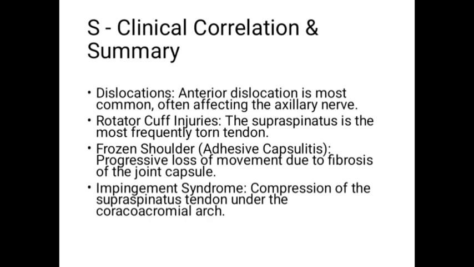For clinical correlation, we know about dislocation, which is most common, often affecting the axillary nerve. In rotator cuff injury, the supraspinatus is the most commonly affected. Frozen shoulder is the progressive loss of movement due to fibrosis of the joint capsule, and it is also called adhesive capsulitis. Now for impingement syndrome, this is the compression of the supraspinatus tendon under the coracoacromial arc.